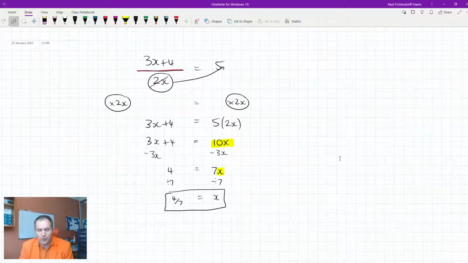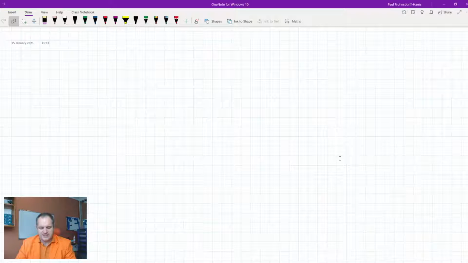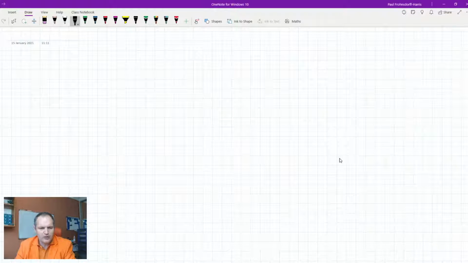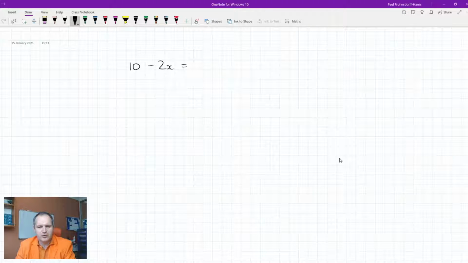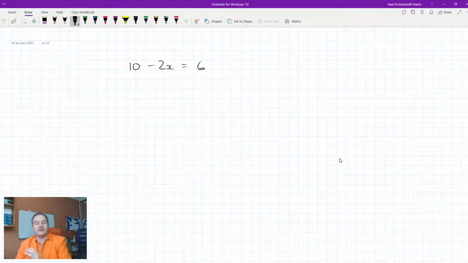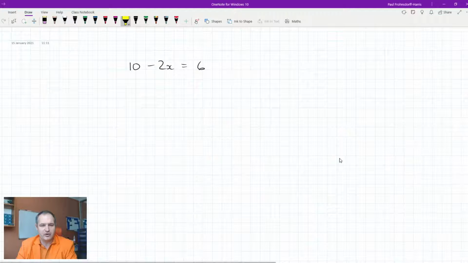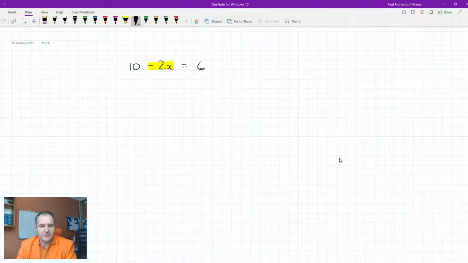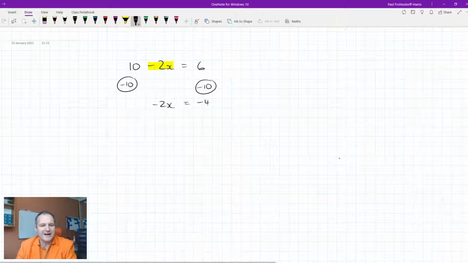How did Mr. Harris do it? Always ask yourself, how did Mr. Harris do it? Now remember, the one thing I see some people getting confused with: what do I do if I've got something like this? 10 minus 2x equals 6. Now the first thing is I don't like minus 2x, but it's okay. I've got two options. I can either still treat it the same and go take away 10, and minus 2x equals minus 4. Then I do a little magic jump.